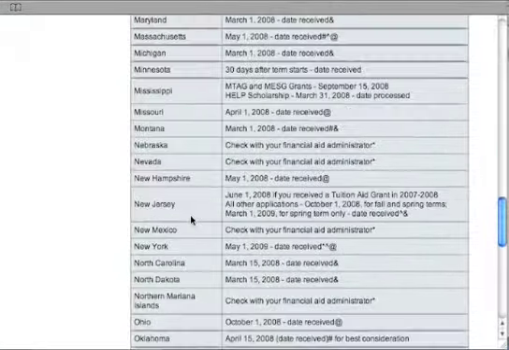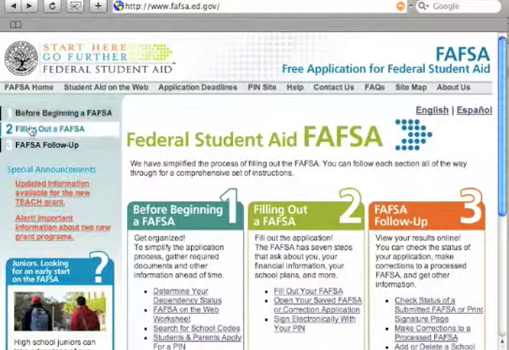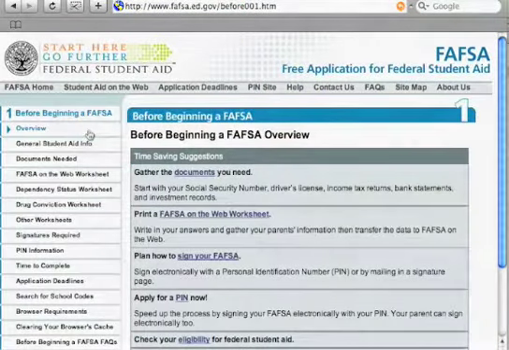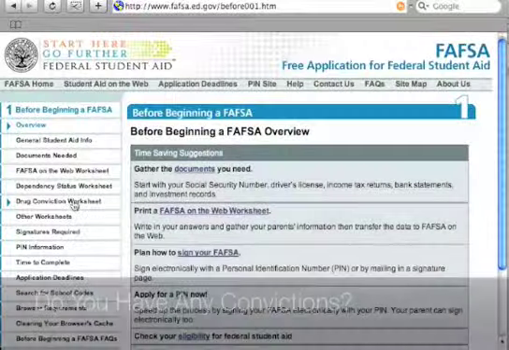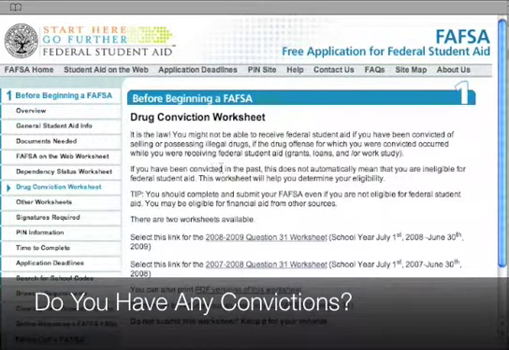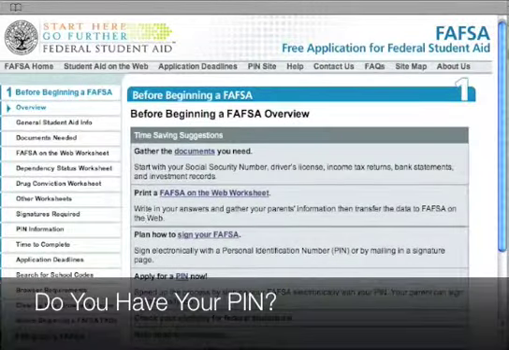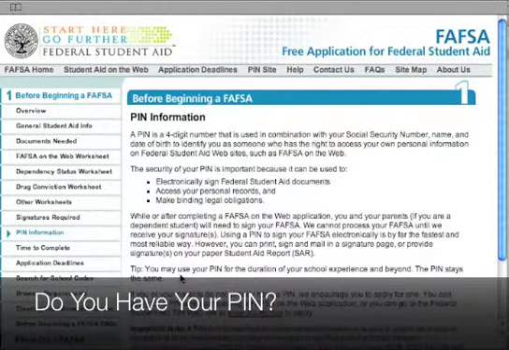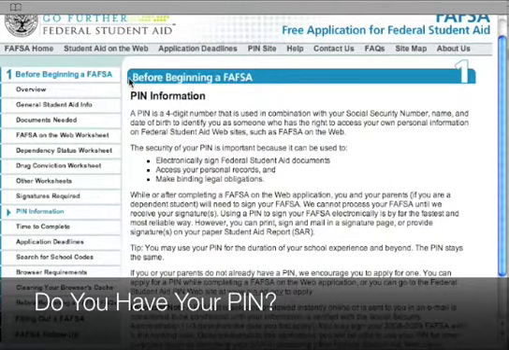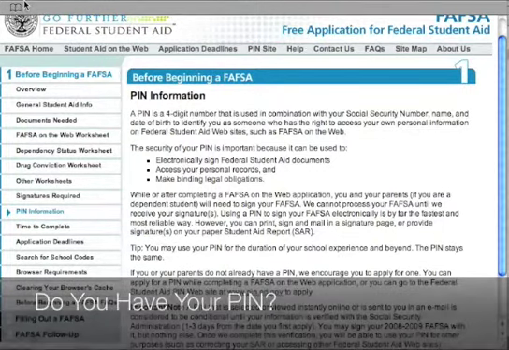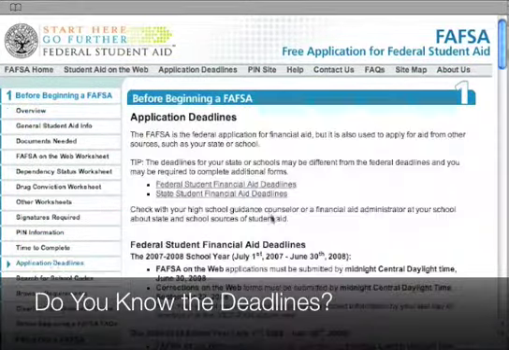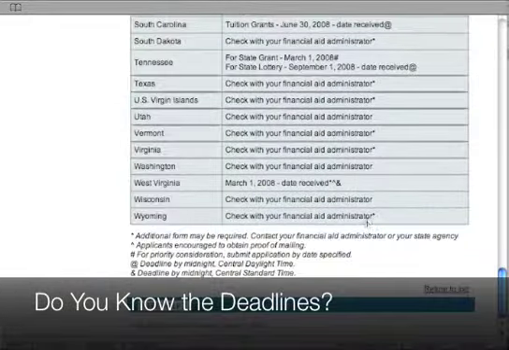Let's go back and take a look on the left-hand side at some of the things that you need to consider as you're completing the worksheet. First, consider whether or not you have any sorts of drug convictions or any sorts of convictions that you need to consider as you complete the process. You need to consider that you have to obtain a PIN and look at the PIN information so that you can abbreviate the process as you apply. And then finally, you need to take a look at some of the deadlines for the application.